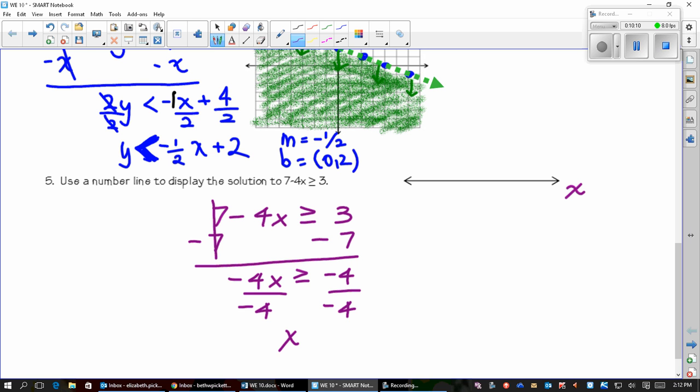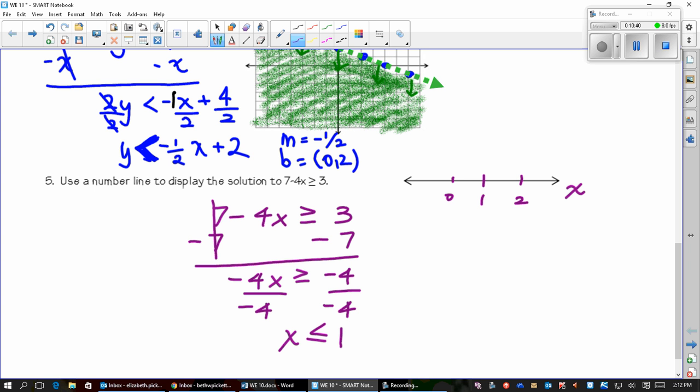Now, one thing you have to remember about inequalities, if you divide or multiply both sides by a negative number, it will switch the sense of the inequality. In order for this to be true, x has to be less than or equal to positive 1. Now, depending on the teacher, they may want you to put several numbers on the line. You may want to label a few more numbers. I don't typically require my students to label a bunch of numbers because honestly, the only number that's important here is that critical value of 1.